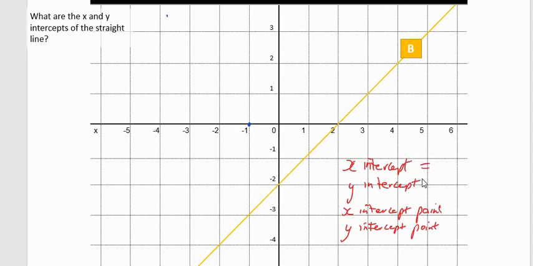Okay. The x-intercept is 2. And the y-intercept is -2. And the x-intercept point. Give me a second. Sure. The x-intercept point is 0.